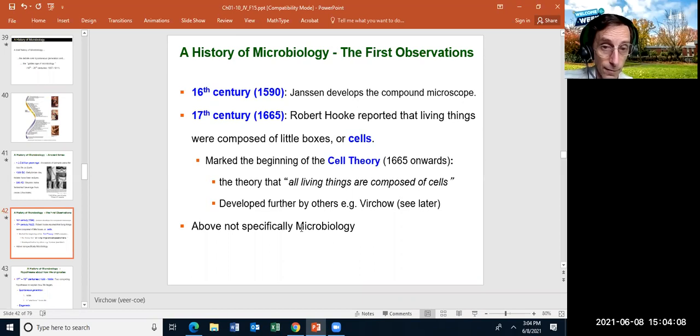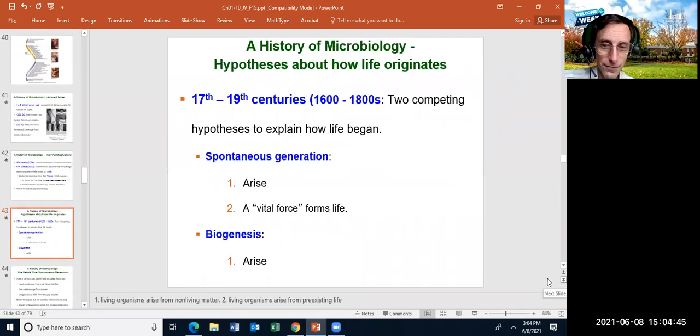Now, the above are not specifically microbiology. The development of the microscope is not specifically microbiology. Robert Hooke's looking at plant cells. A plant is not a microbe. Okay, although you could argue a cell is a microbe, because you can't see it unless you're using a microscope. And that's not true of all cells, but most cells. All right, any question about any of that? I'm probably confusing you.